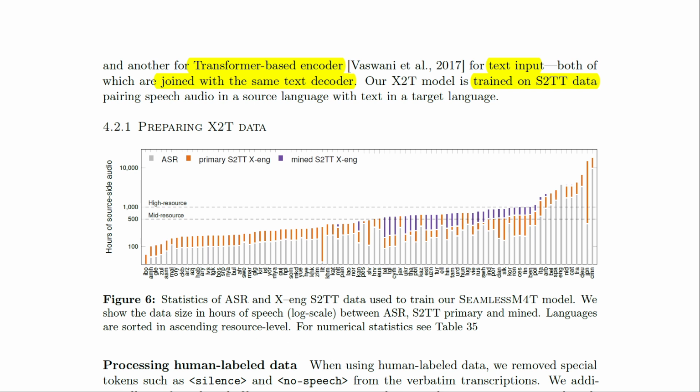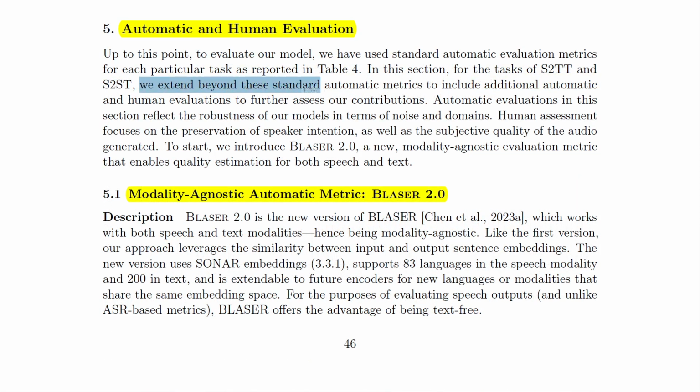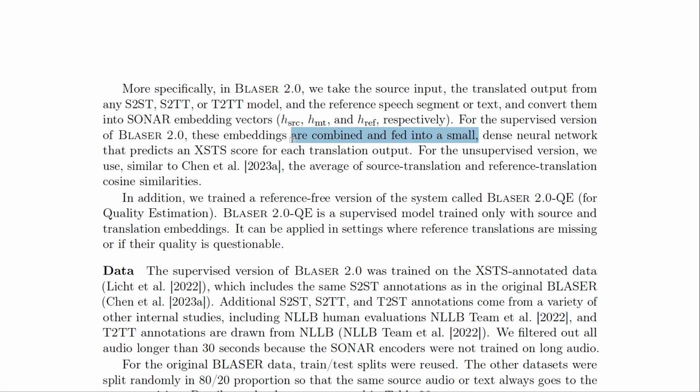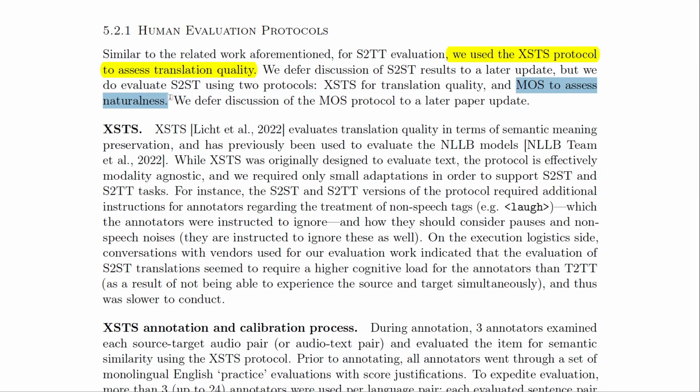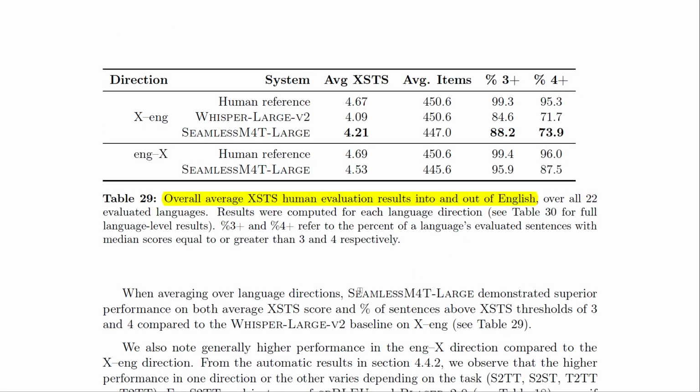To gauge the quality of S2TT and S2ST, the authors extended the evaluation beyond traditional automatic metrics. They introduced BLASER 2.0, a modality-agnostic metric that assesses quality in both speech and text. BLASER 2.0 supports a multitude of languages in both speech and text, fostering an extensive evaluation process. In the realm of S2TT evaluation, two protocols were employed: XSTS for translation quality and MOS, mean opinion score, to assess naturalness. The results, as revealed through the XSTS protocol, demonstrated SeamlessM4T Large consistently achieving high quality scores, translating into English and from English into various languages.